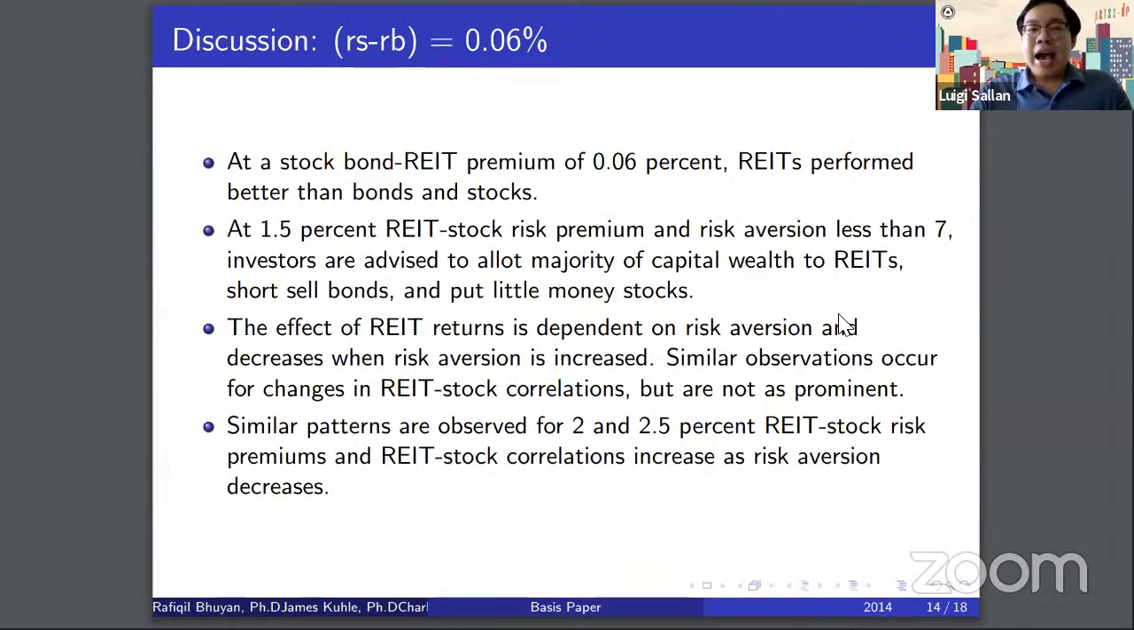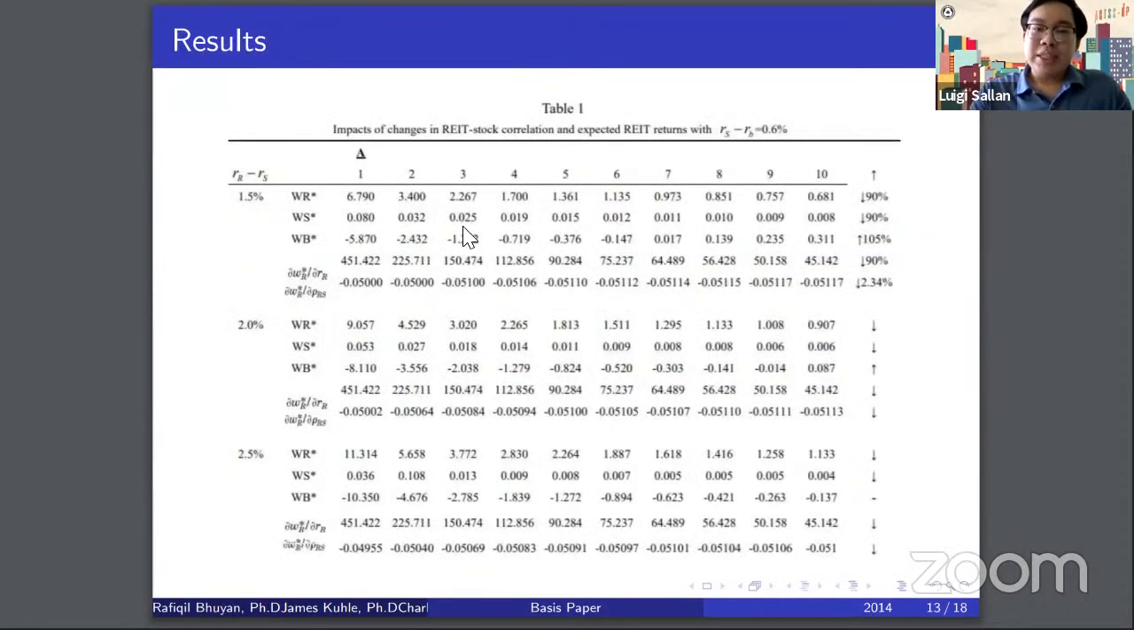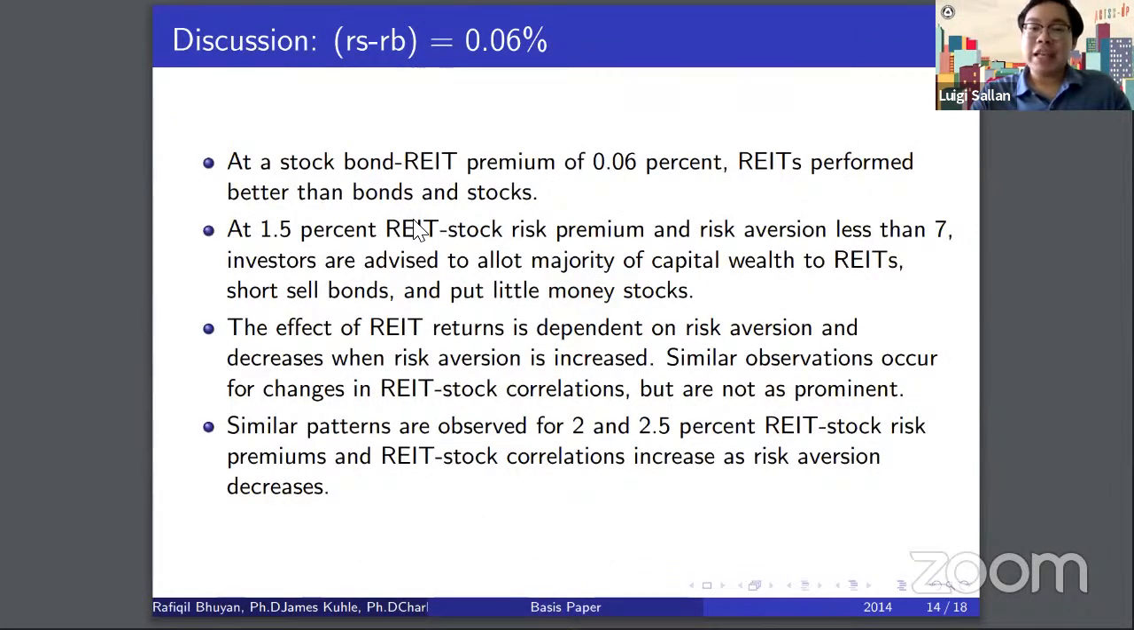So at our stock bond risk premium of 0.06%, REITs perform better than bonds and stocks. If we could see here, the optimal allocation for REITs was always higher than stocks and bonds. At 1.5% REIT stock risk premium and risk aversion less than 7, investors are advised to allot the majority of their capital wealth to REITs, short sell bonds, and put little money on stocks.